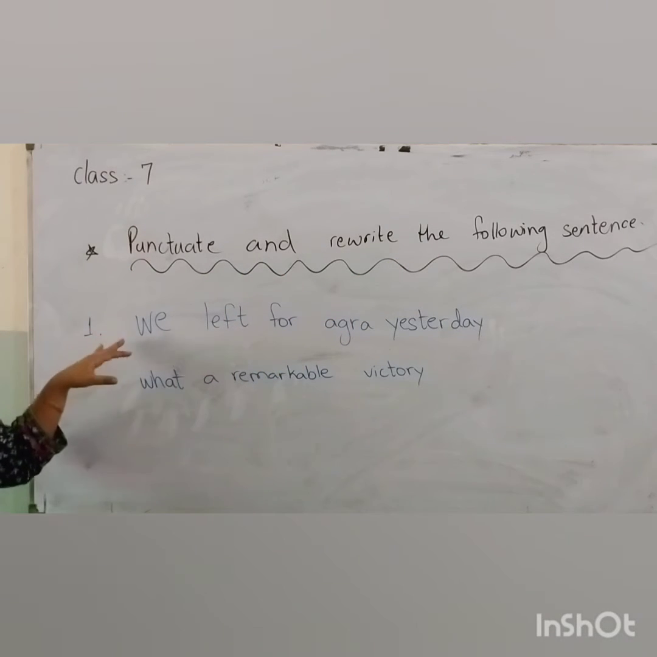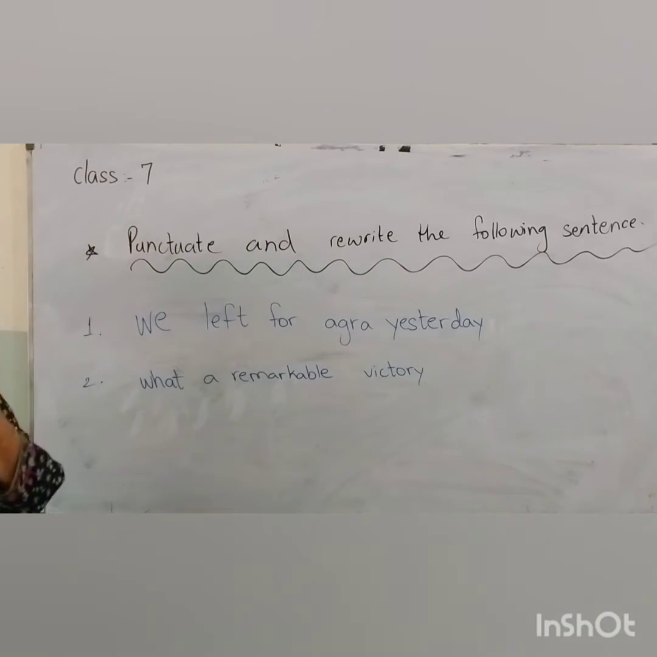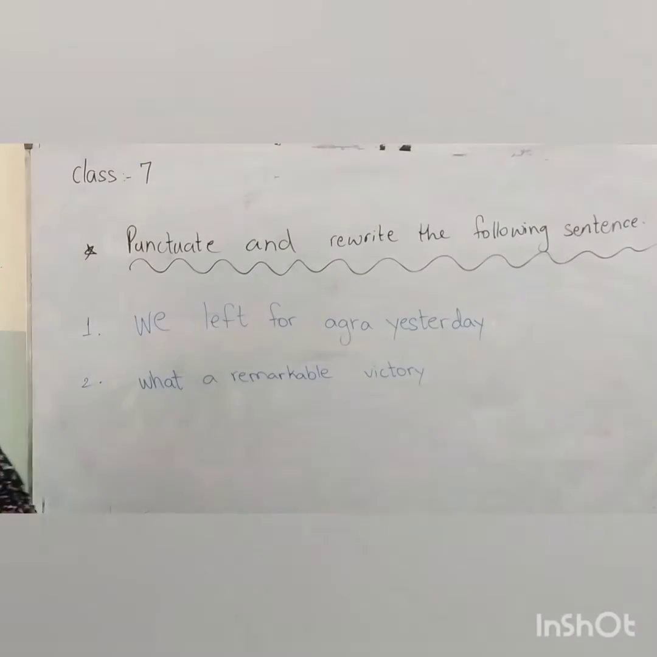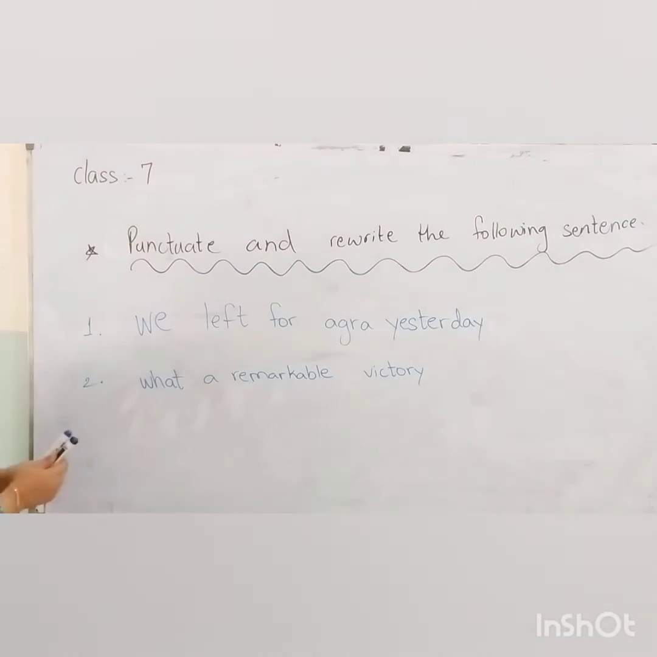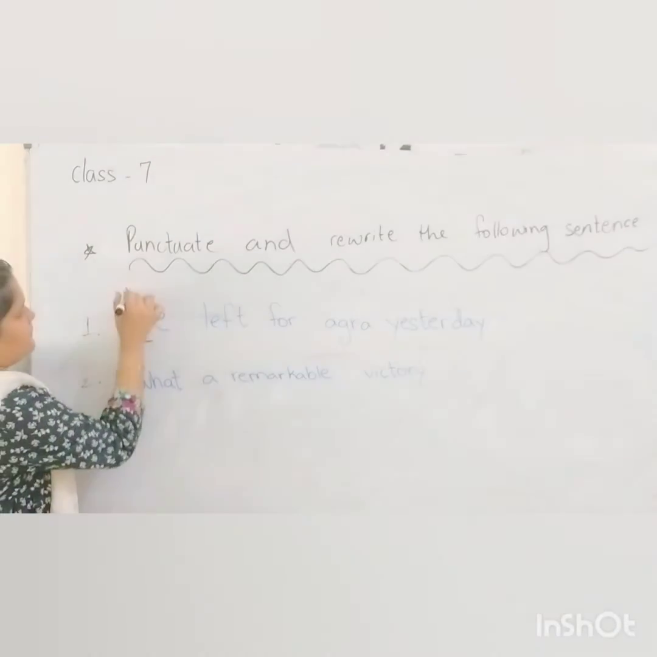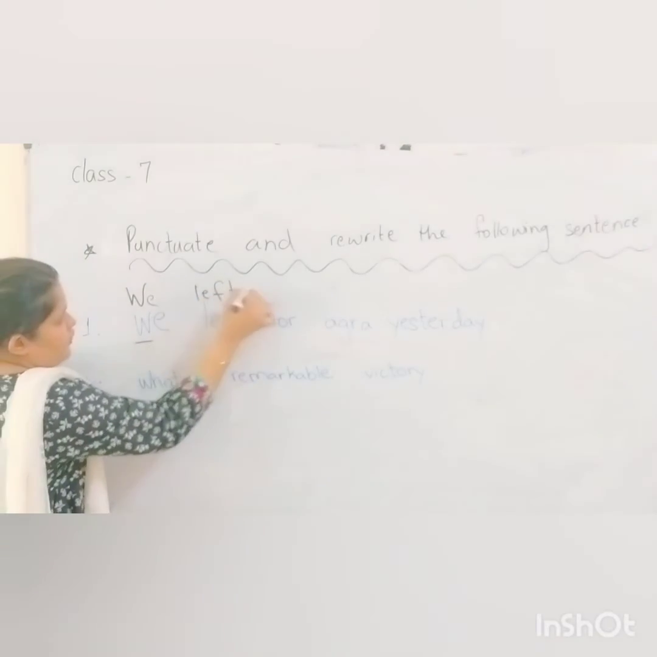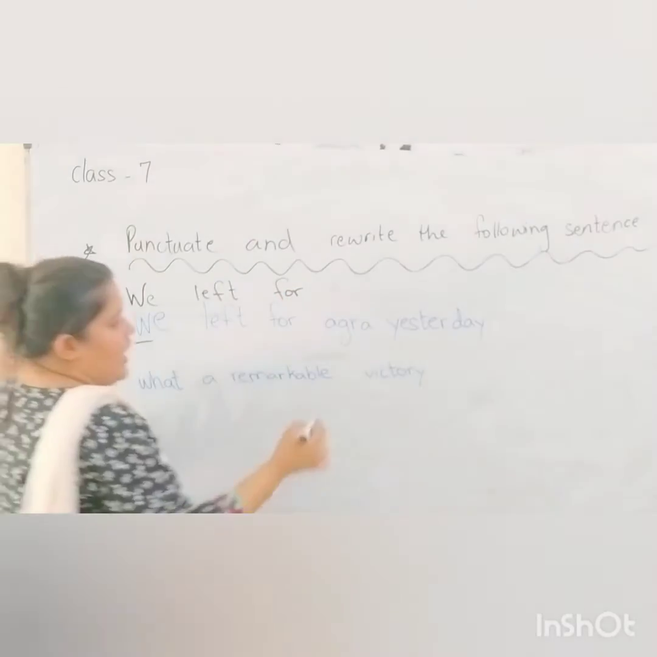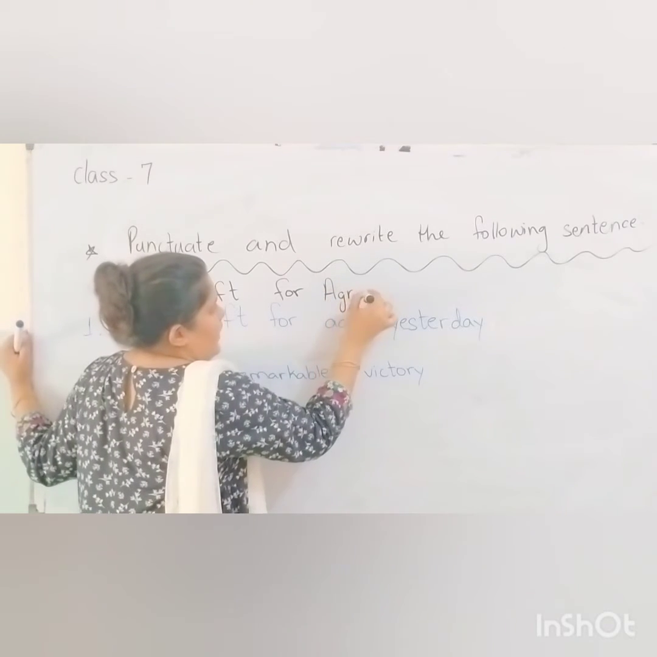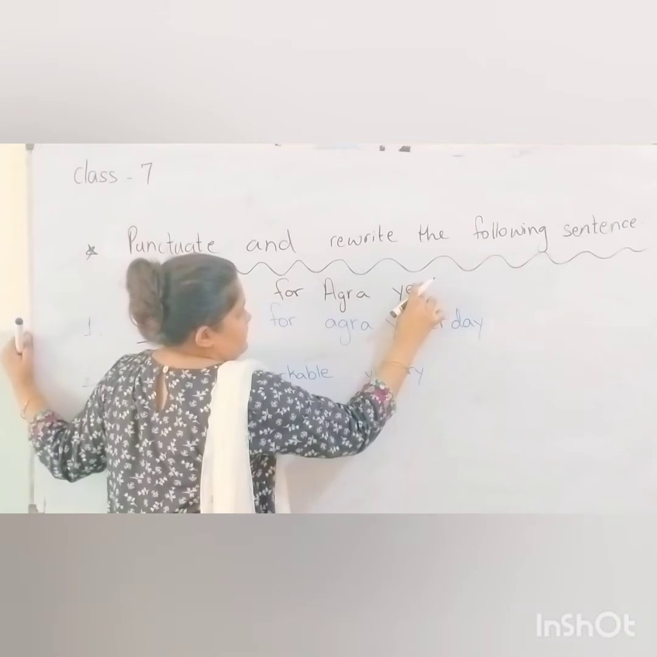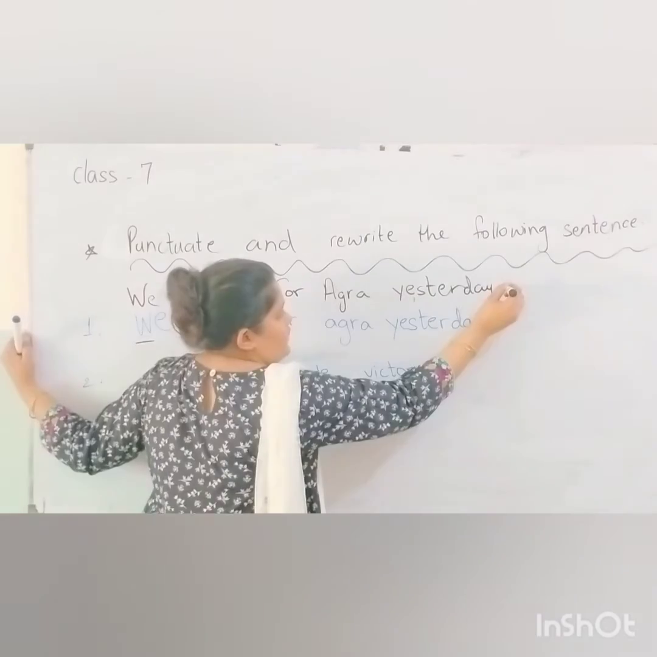How do you have to do it? You have to write the sentence again, but using the punctuation. Second thing, this work you have to do in your grammar section. For example, we left for Agra yesterday. So over here, W will be capital. We left for Agra. Agra is the name of a place, it's a proper noun. So Agra, A capital. Yesterday, and in the end, a full stop.